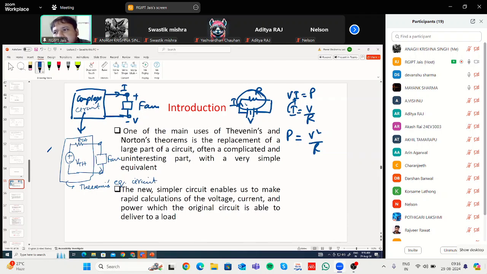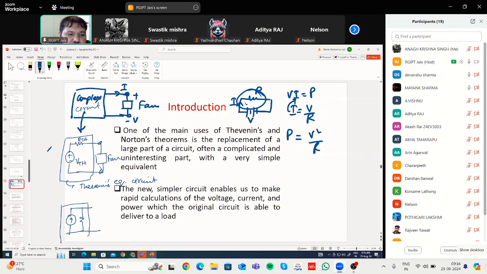Norton's does almost the same thing. Instead of the voltage source, Norton's theorem gives you a current source and a resistance in parallel. So this is a Norton's equivalent circuit. And in these two terminals, whatever load will be connected.